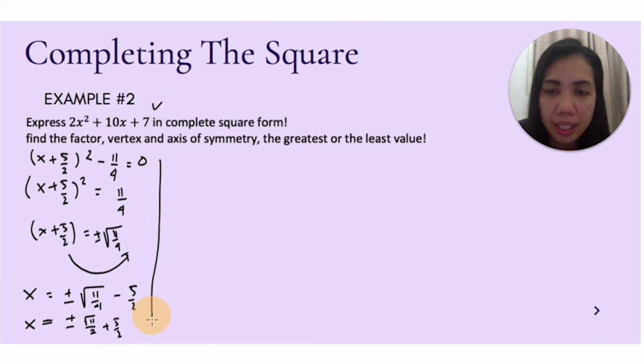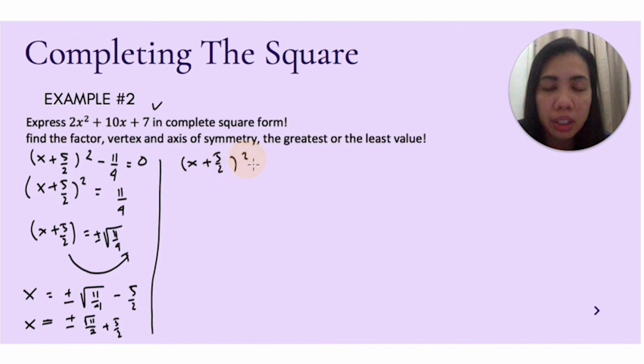Okay, now the next thing, we are asked to find the vertex. I'll rewrite this: x plus 5 on 2 squared minus 11 on 4 equals 0.